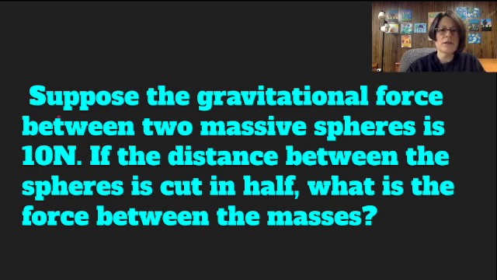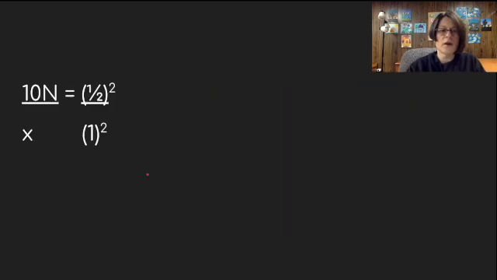Let's take a look at the numbers again. We have 10 newtons for the first force, and the distance is going to be cut in half for the second force. So we have F1, which is 10 newtons. We don't know F2. That's what we're after. But we do know that the distance for F2 is cut in half, and remember, because of the inverse relationship, it goes on the top. So we put 1/2 on the top and square it. On the bottom, we're going to assign the distance the value of 1 and square it for this example.